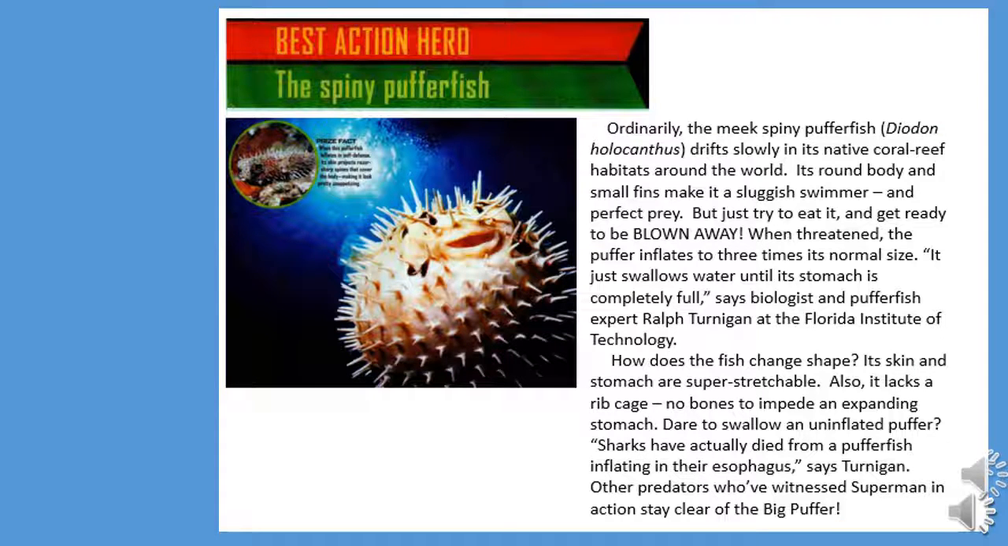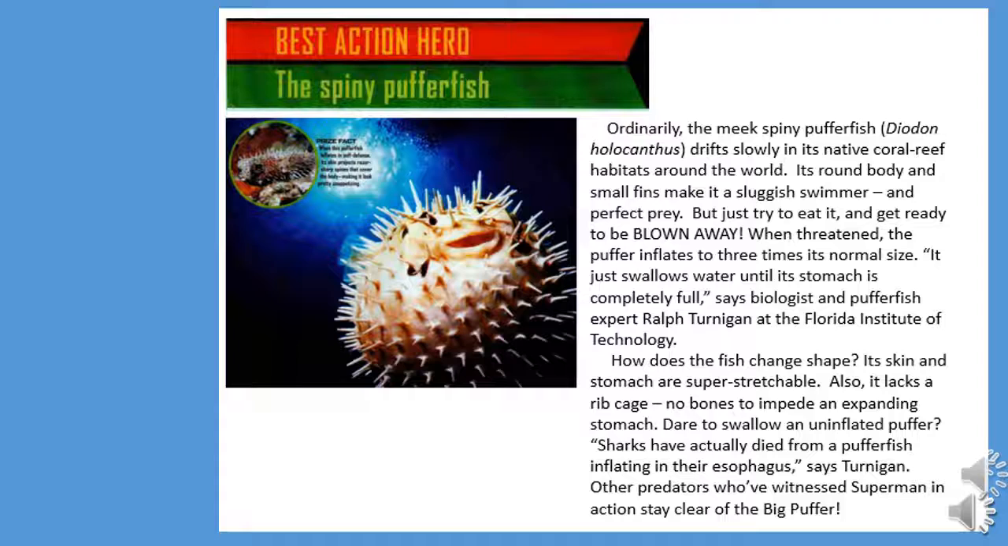Best action hero, the Spiny Pufferfish. Ordinarily, the meek spiny pufferfish drifts slowly in its native coral reef habitats around the world. Its round body and small fins make it a sluggish swimmer and perfect prey. But just try to eat it and get ready to be blown away. When threatened, the puffer inflates to 3 times its normal size. It just swallows water until its stomach is completely full, says biologist and pufferfish expert Ralph Turnagain at the Florida Institute of Technology.